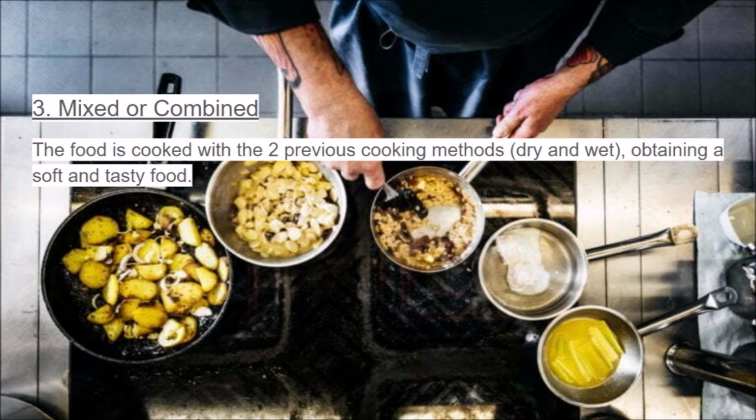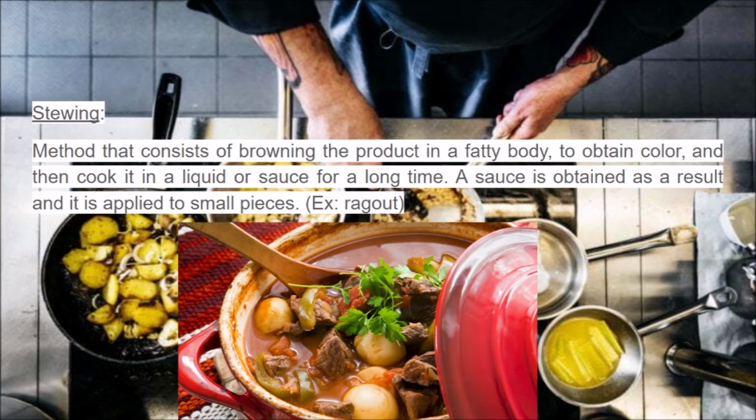Mixed or combined method. In this method, the food is cooked with the two previous cooking methods, dry and wet, obtaining a soft and tasty food. First, we have stewing. It's a method that consists of browning the product in a fatty body to obtain color and then cook it in a liquid or sauce for a long time. A sauce is obtained as a result of the heat and it is supplied to small pieces. For example, how you cook a ragu.